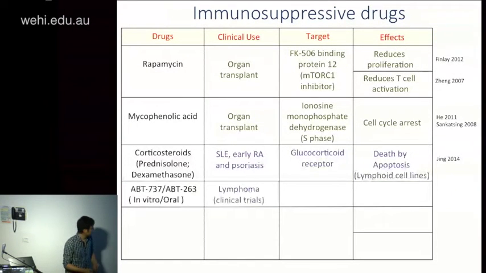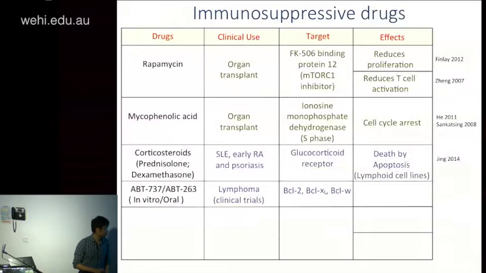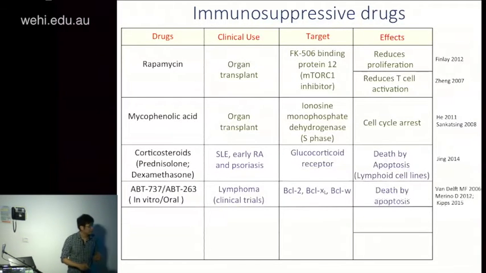Another drug we're talking about is the clinical drug ABT-737, which is the in vitro form, and ABT-263, which is the oral form. These drugs have been used in clinical trials for the treatment of lymphoma. These drugs basically target the pro-survival molecules, such as BCL2, BCL-XL, and BCL-W. And basically, what they find is that you can get death by apoptosis.